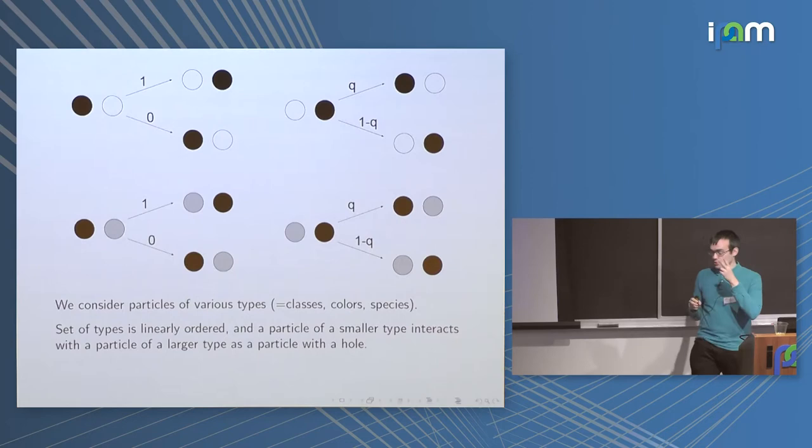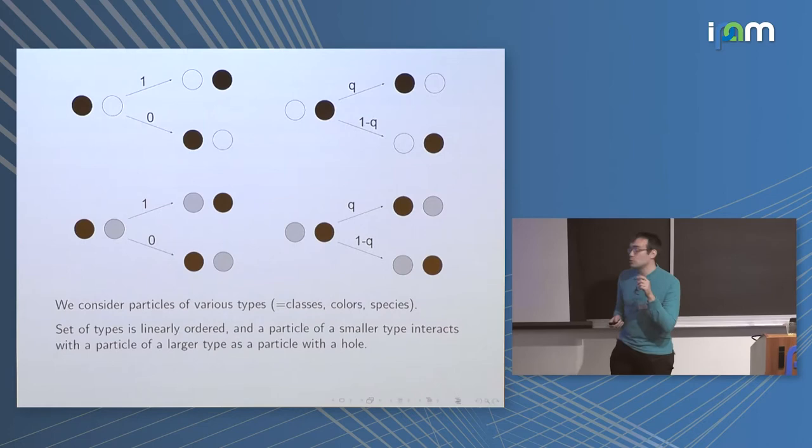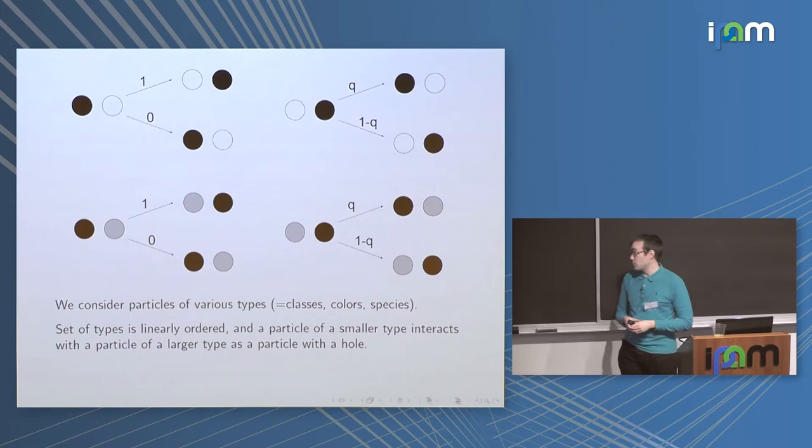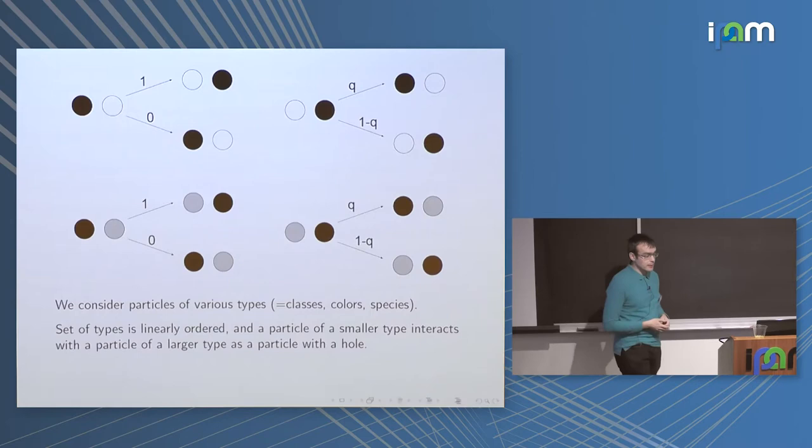I can define my original dynamics by attaching independent Poisson processes of rate 1 to every pair of positions, and then running the time, and I will get exactly the same ASEP as before. But this definition is better suited for defining the dynamics for more types of particles.